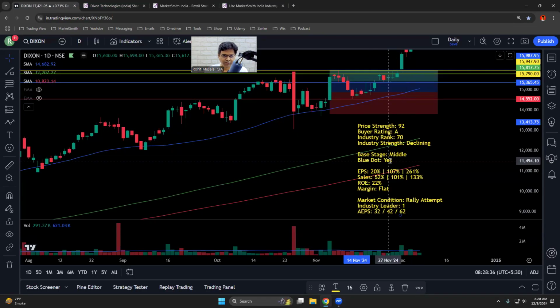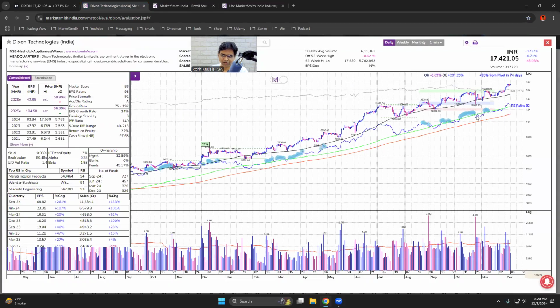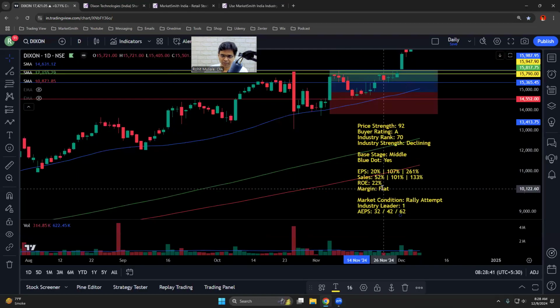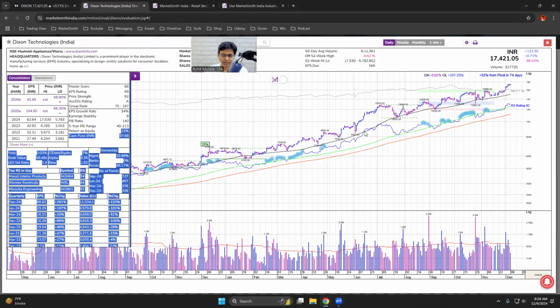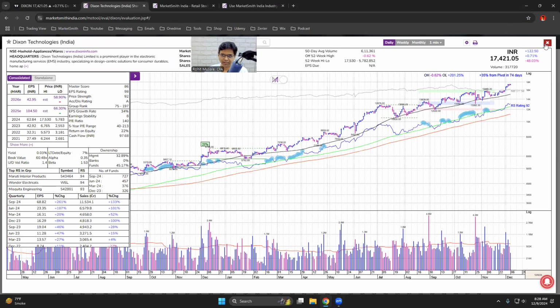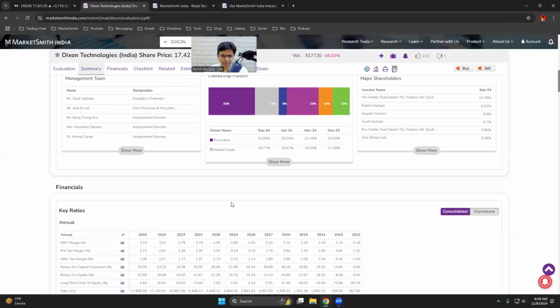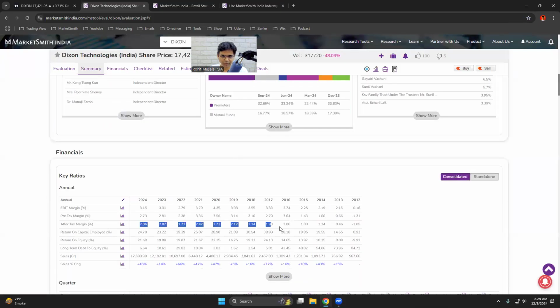The base stage and blue dot, you can check on the chart itself. Then what else? Fundamentals, everything is given here. This is consolidated EPS growth, sales growth, return on equity is here. Margin you will find here. Scroll down. See after tax margin, 1.34 to 2%. No improvement in margins. It just remains flat between 1 to 3%.